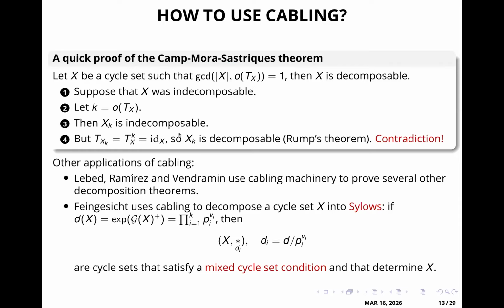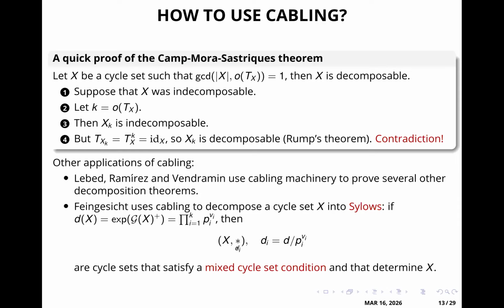And it turns out that you can do a lot of these proofs. And you see them, for example, in the paper of Lebed, Ramírez, and Vendramin. They prove plenty of theorems using this cabling technique. And furthermore, you can also use cabling to decompose cycle sets in the sense that their operation is decomposed. Namely, one can take the so-called Dionois class, which is the exponent of the additive group, and then cable essentially everything out which is co-prime to one of the prime factors, or one of the prime powers that divide d of x.